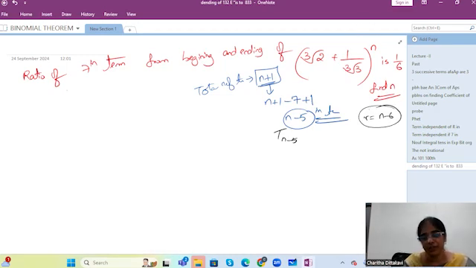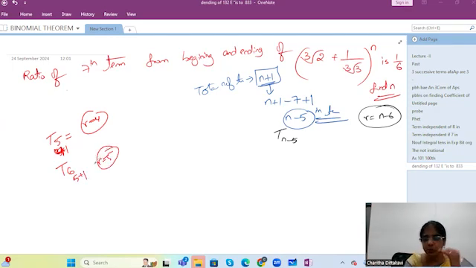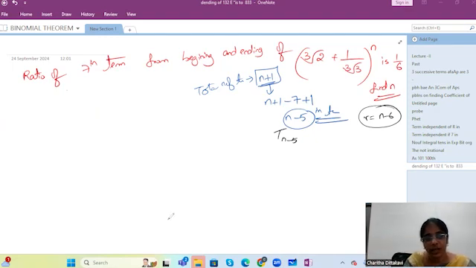If it is your T5, the fifth term, what do you write? For T5, do you take r equal to 4? Because 4 plus 1 is 5, isn't it? Clear? If it is T6, 5 plus 1, so r is 5. Just one less than that is your r. Whatever number you write, T10, r is 9, just one less than that. T100, r is 99.